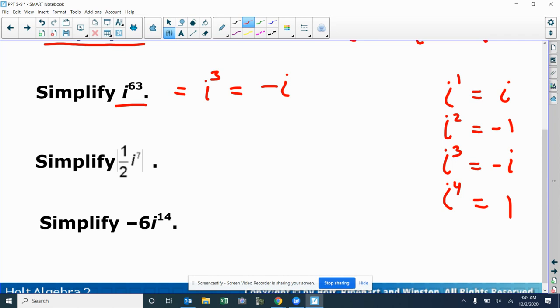Now, when we start putting a number with it, we just simplify i to the 7th. But what is i to the 7th? You should be getting a little better with that. i to the 7th is really equal to what? i to the 3rd. i to the 3rd is equal to? So this is 1/2 times -i, and we'll just write it as -1/2 i.